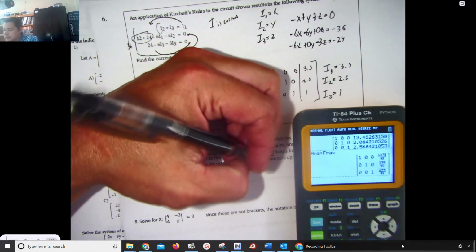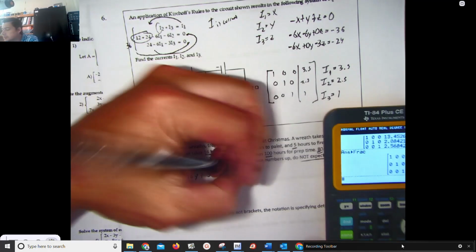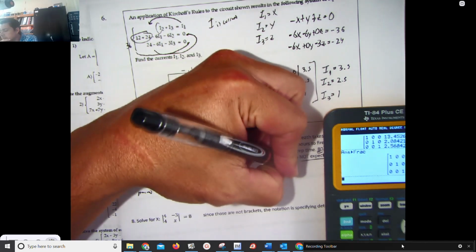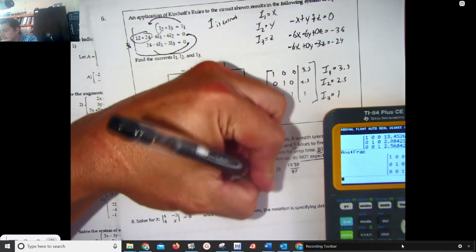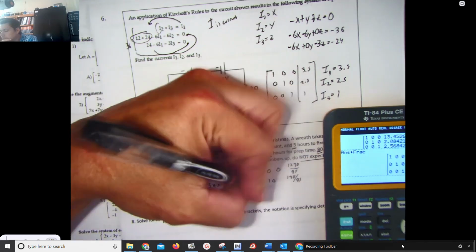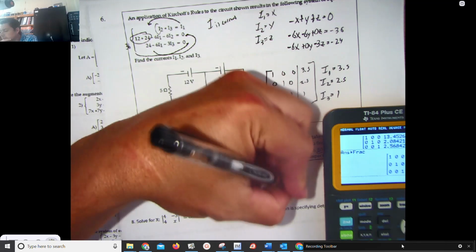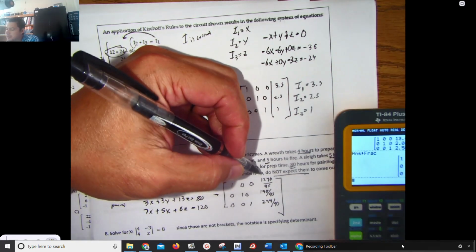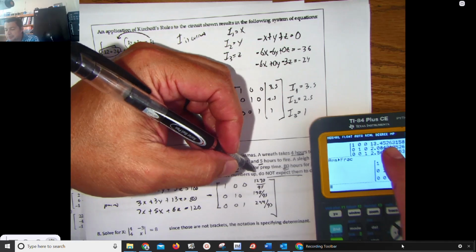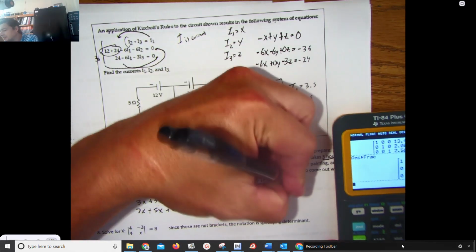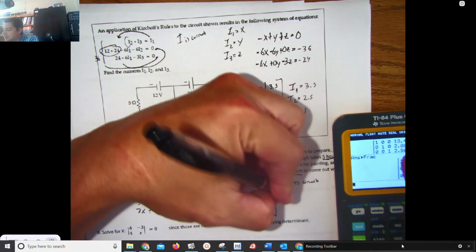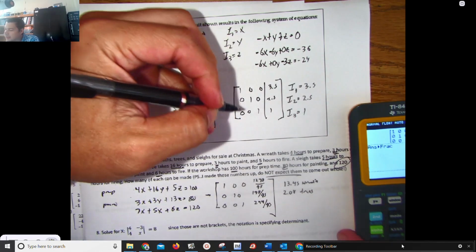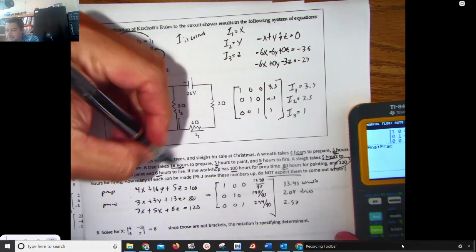Well, anyways, it's not supposed to come out as a whole number. So here's my resulting matrix. All right, looks like, and I should have kept the decimals, let me go back to that. I can make 13.45 wreaths. I can make 2.08 trees. And I can make 2.57, what we got left, sleighs.